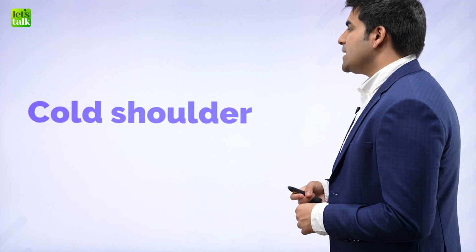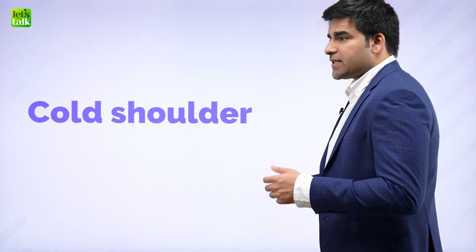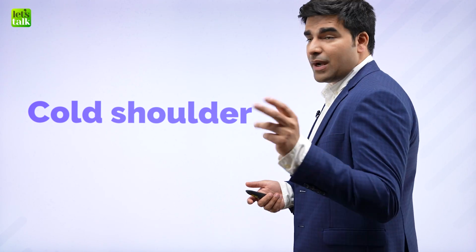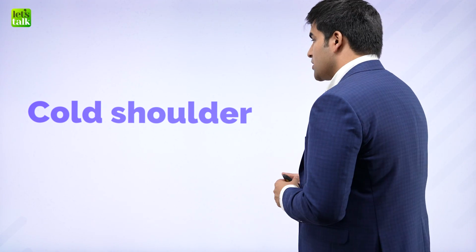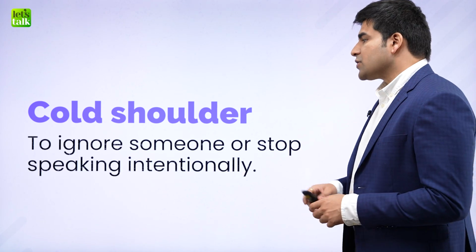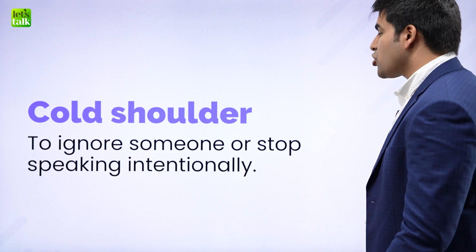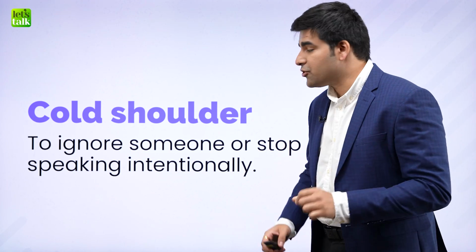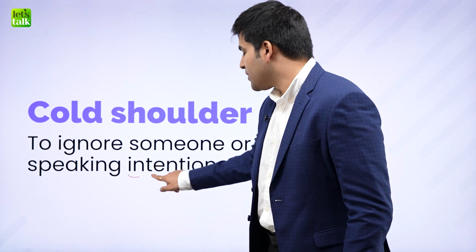Let's have a look at the second idiom, that is cold shoulder. For example, imagine you're by my side and I'm giving you the cold shoulder. That means this is what I'm doing to you. I'm not talking to you. So it means to ignore someone or stop speaking intentionally. That is to give them a cold shoulder.